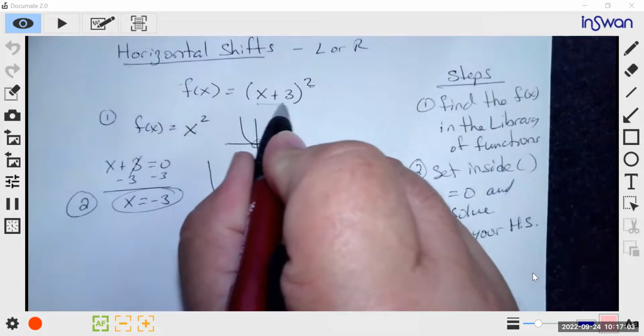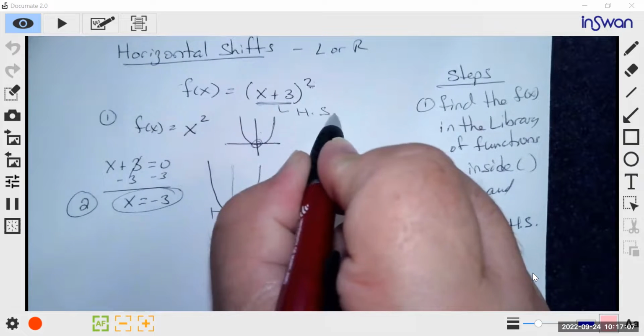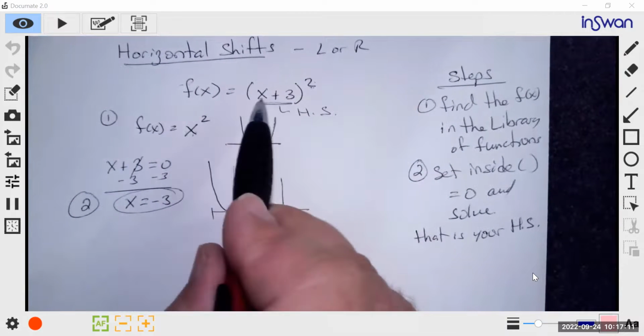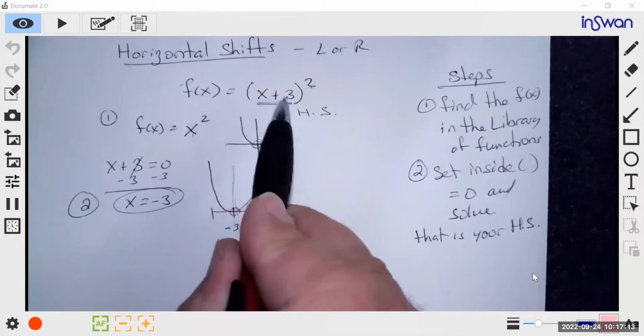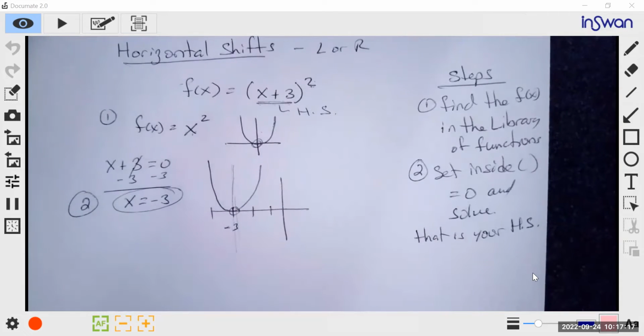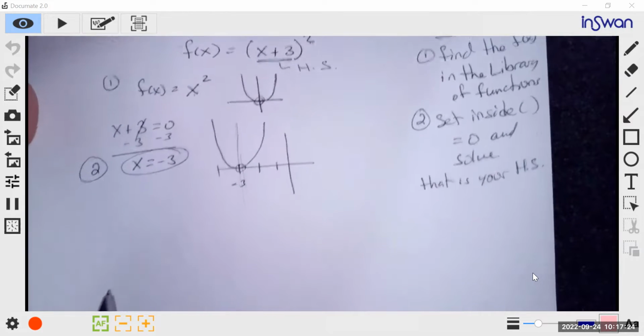Since it happened inside the parentheses, that's a horizontal shift. Inside the function, I should say. The function is x squared. I changed the x first before I squared it, so it's a horizontal shift. Let's look at another one.